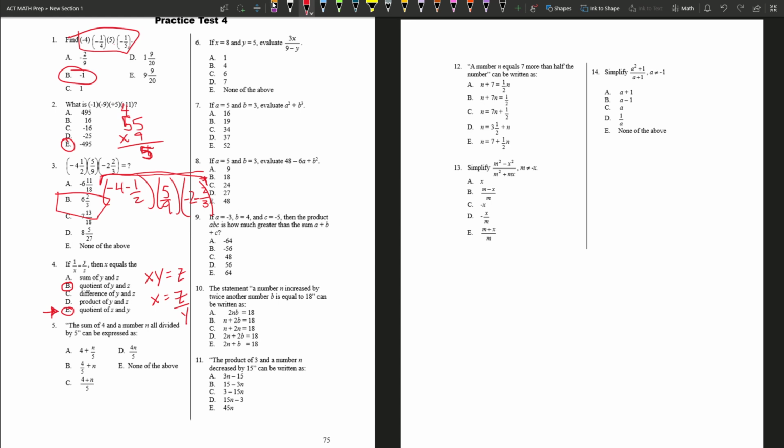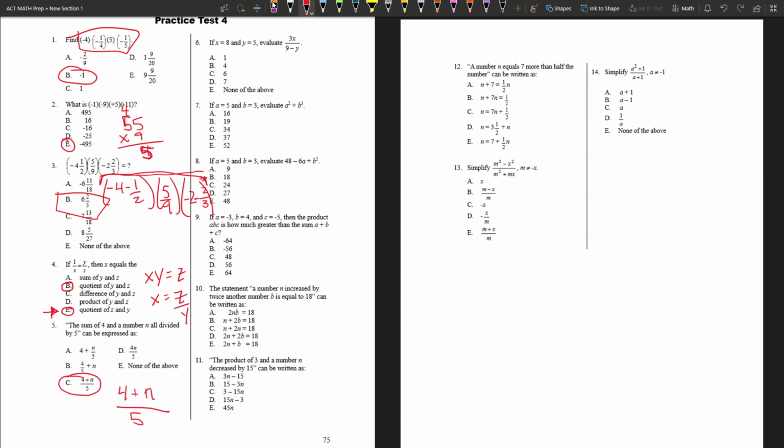You had B. All right, so let's look at this. The sum of 4 and a number. So that's going to be 4 plus n, right? All divided by 5 is going to be C. Carter and Liam, does that make sense?